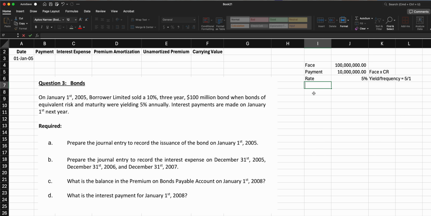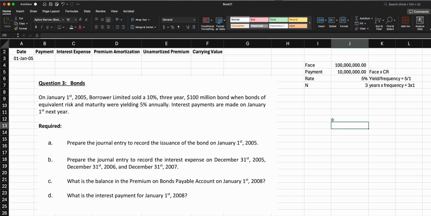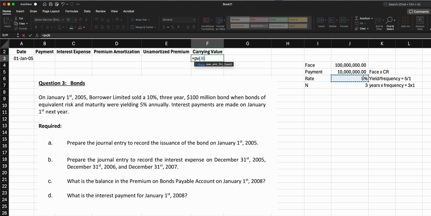The number of payments, call it N. This is a 3-year bond with annual payments. So that's just 3 payments. Again, it's years times frequency. 3 times 1. Okay, so let's go back here. So PV. The rate is the 5%. N per, that's the number of payments. That's 3. The payment itself, PMT, that's your coupon payment. And FV, the future value, is your face value. The type, you should always put 0 because bonds pay their interest at the end of the year, not at the beginning. Close your bracket.